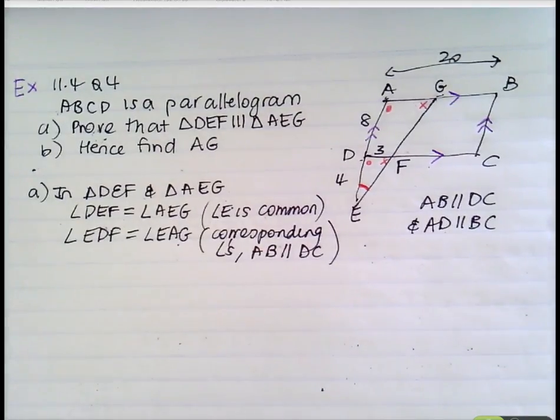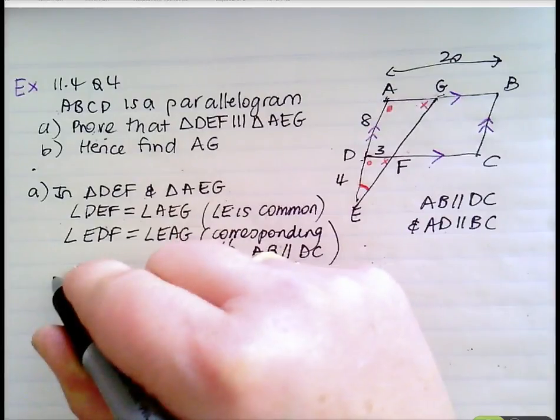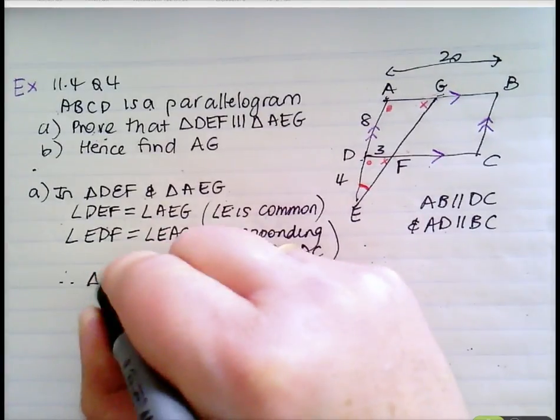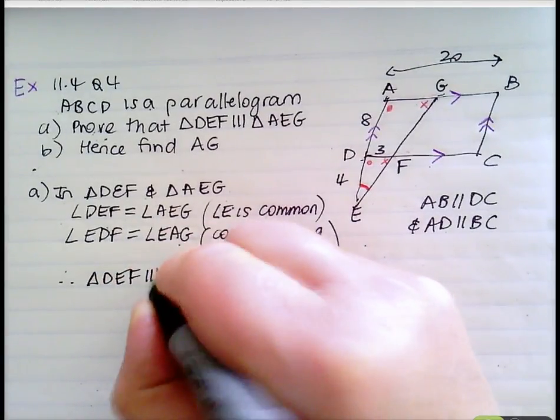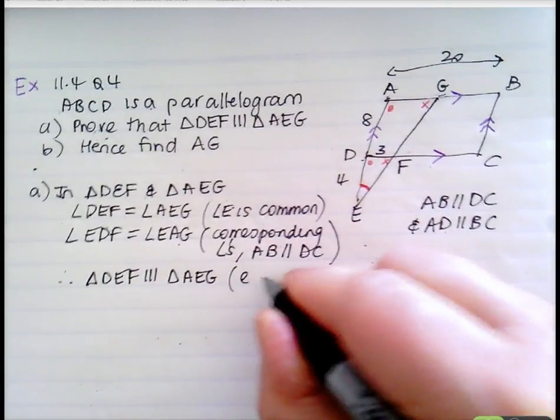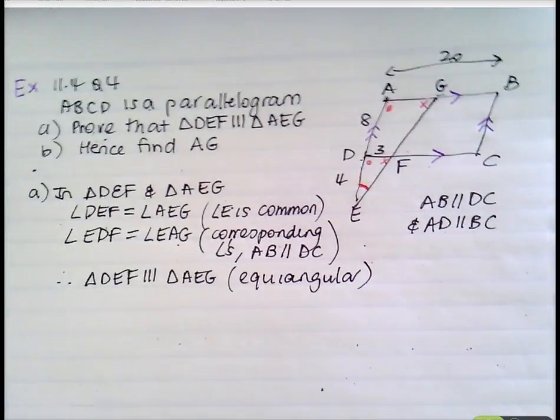All right, that's enough. You don't have to do the crosses. Girls, for equiangular, you only need two angles, so this time we're not going to do the third angle. Therefore, triangle DEF is similar to triangle AEG. Reason? Equiangular.